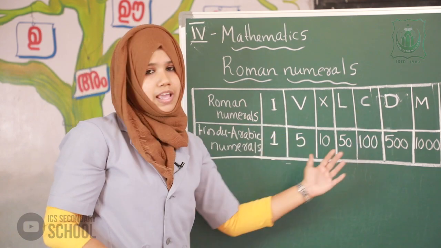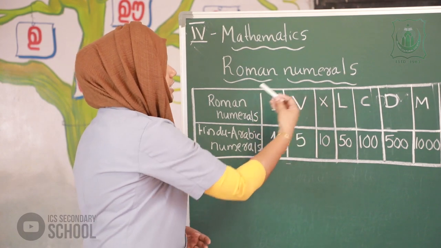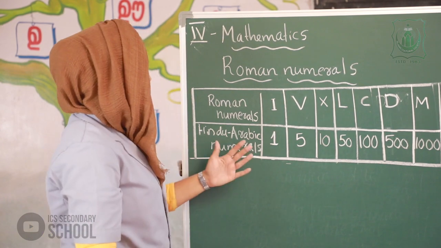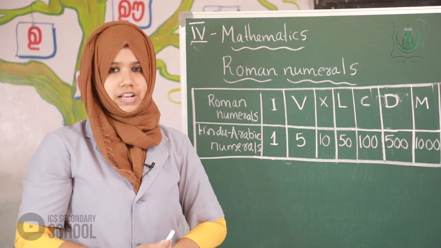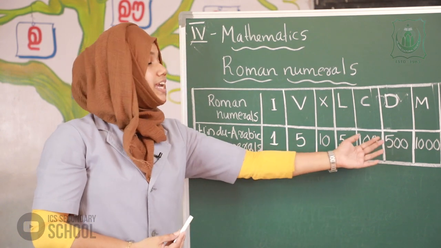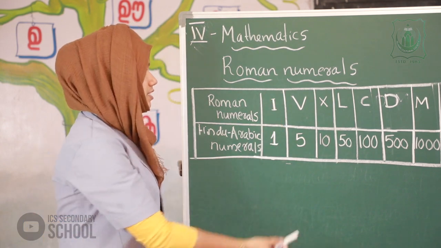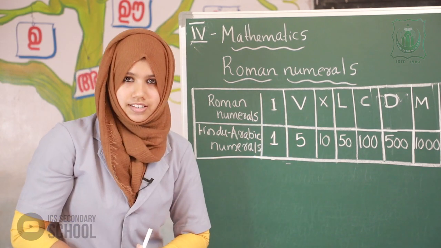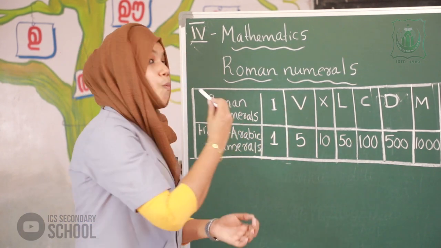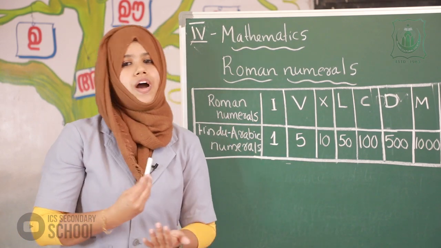Okay, this is very important. This table represents the 7 letters with corresponding Hindu-Arabic numerals. Okay, we can study about that. Which letter is this? Yes, this is I, and it represents 1.